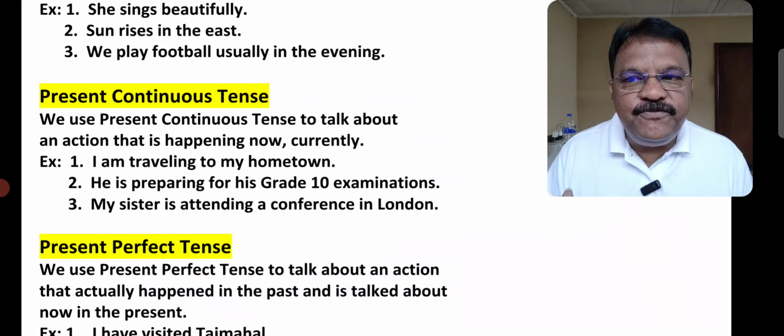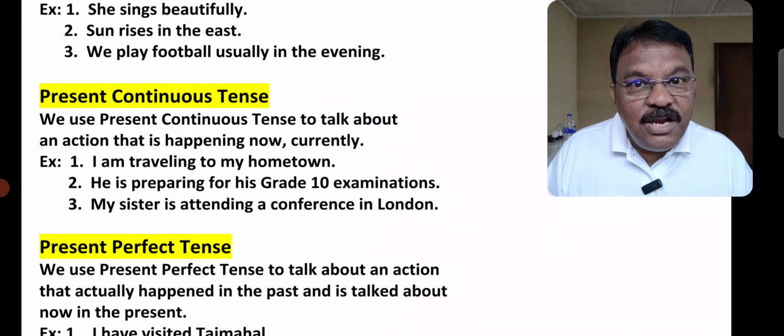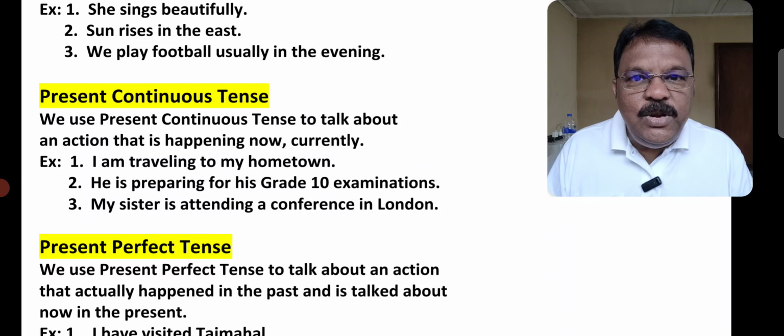And look at our second example. He is preparing for his grade 10 examinations. How long do you think he will be preparing for his grade 10 examinations? Until he completes the last examination, he will be preparing, right? He will not be preparing for his grade 10 examinations the whole life. You got it?